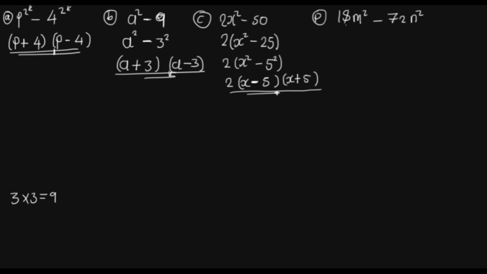Now let's go to part d, 18m squared minus 72n squared. First we are going to factorize by finding the common factor, because 18 is common. 18 can go into 18m squared and also into 72n squared. After we are done with this, 18 into 18m squared is just m squared, minus 18 into 72 is 4n squared. Now for you to use the difference of two squares, make sure each part is raised to the power 2. We can see m is raised to the power 2. Now this 4n squared must also be written as 2 squared n squared.